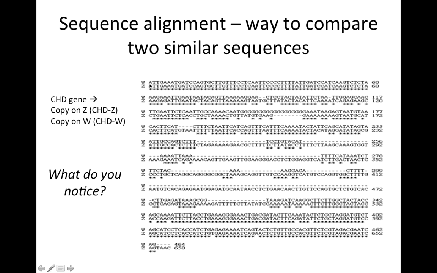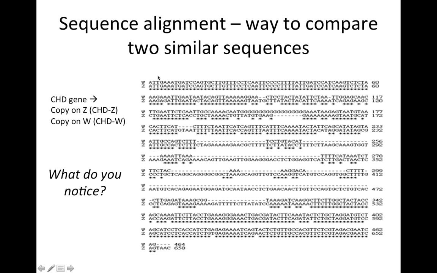And so what we're looking at here is one sequence that's on the W chromosome and one that's on the Z. It turns out that the W chromosome and the Z chromosome both have very similar copies of this gene. So you can see here that along the top, they're pretty much identical. And this gene is called CHD. We're not going to worry about what its function is. But the key point is that there's a copy of CHD on the W and a copy of CHD on the Z.